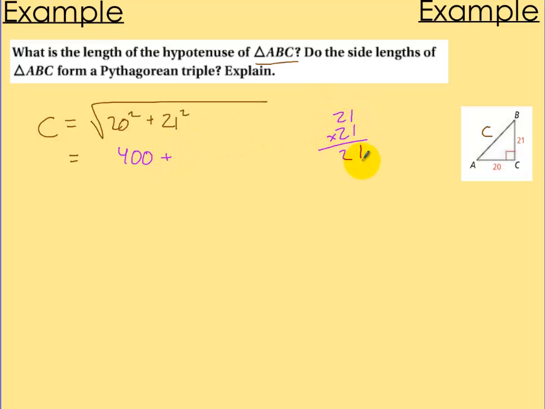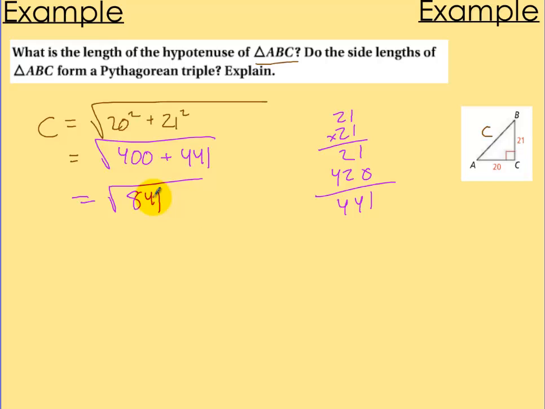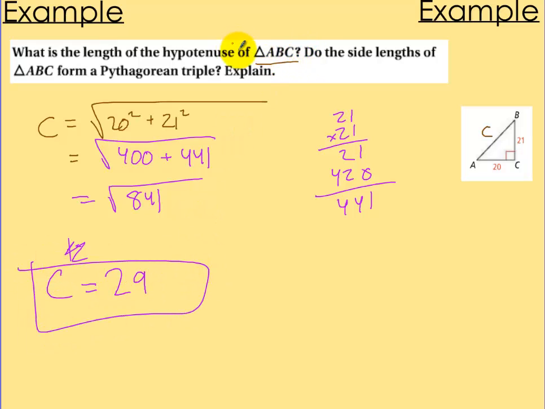Well, you can do the math right here. I won't use a calculator. We can be strong. So that's 441. And that adds up to the square root of 841. Plug this into a calculator, and you're going to get 29. So C equals 29. There's your answer for C, the length of the hypotenuse.